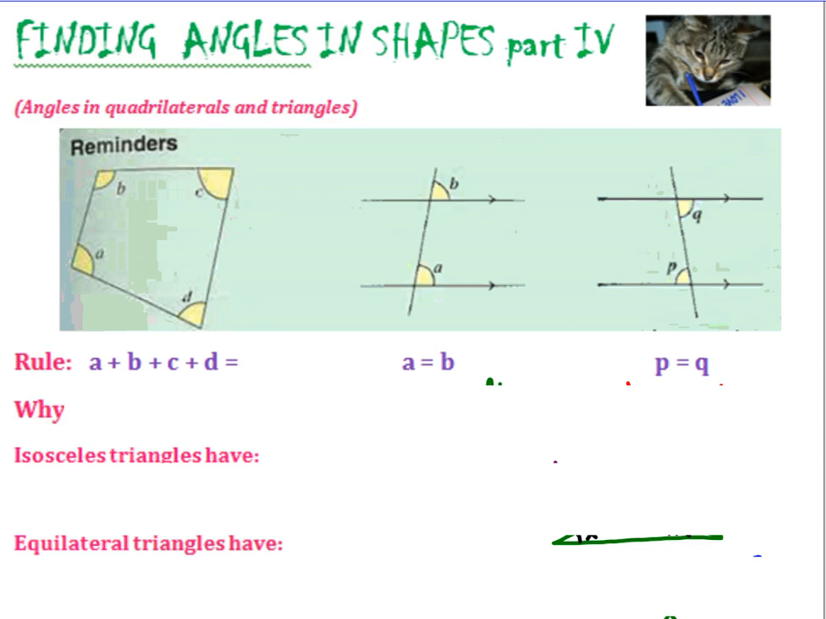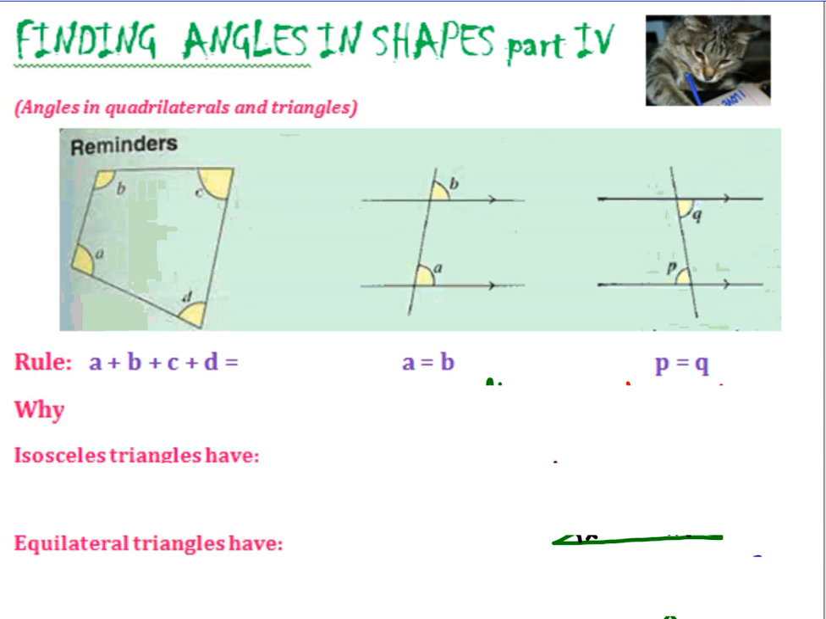Hey there, and here we go with Finding Angles and Shapes Part 4. Angles in quadrilaterals and triangles. We already know a little bit about angles in triangles, but this one's a bit more mixed up. Plus there's a bit of angles in quadrilaterals, which we haven't really covered yet.